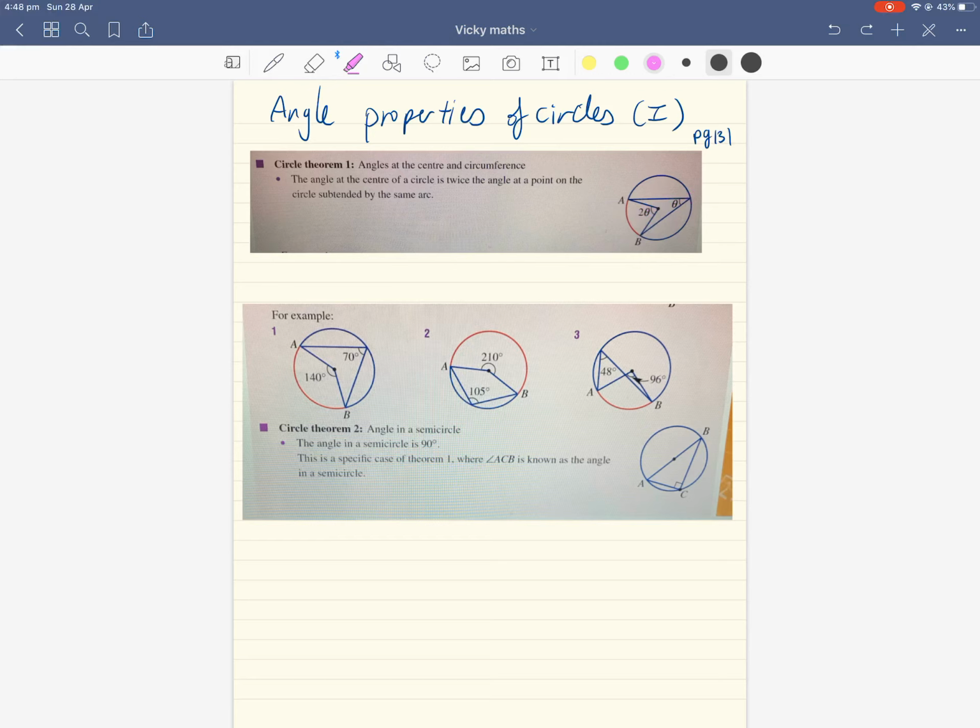It's twice as much. So for example, if this is 70, the pointy bit's 70, then the base must be double it, so it's 140 degrees. So if your tip is 105 degrees, then the base is double that, which is 210 degrees.